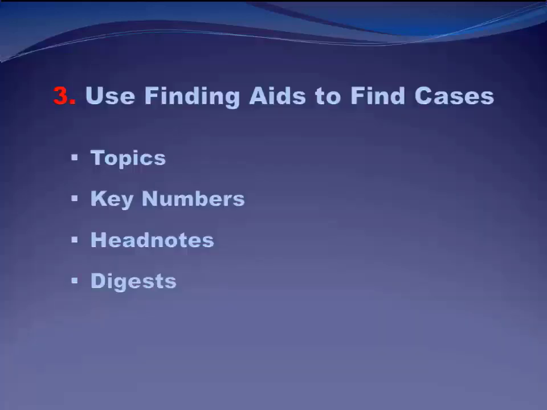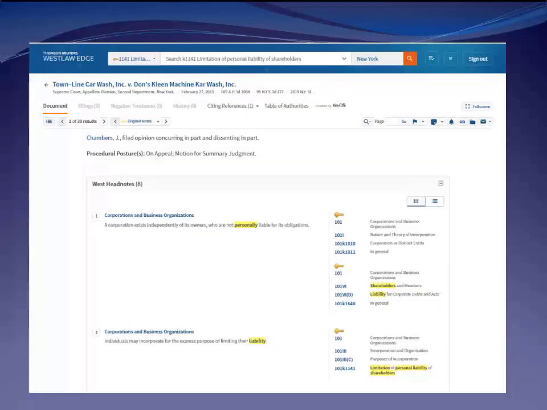I can use finding aids, which we're going to spend a good part of the in-class lecture talking about: topics, key numbers, headnotes, and digests. And that's what that looks like. So if I'm in a case, I can see, I talked a little bit about this key number. So the big overall topic is corporations, and then going down all the way to this fine subtopic, which is the piercing the corporate veil concept, or the limitation of personal liability on shareholders.